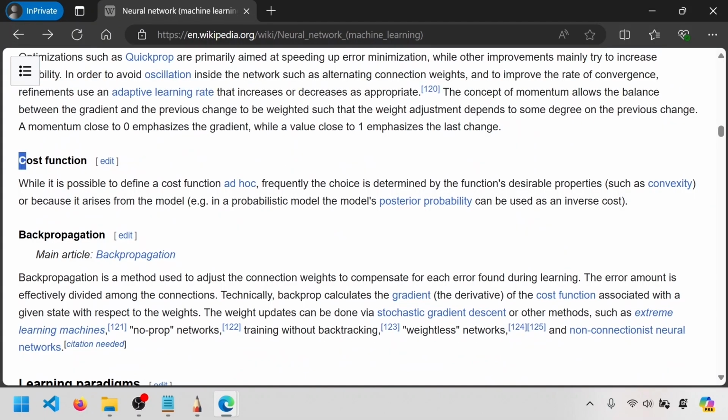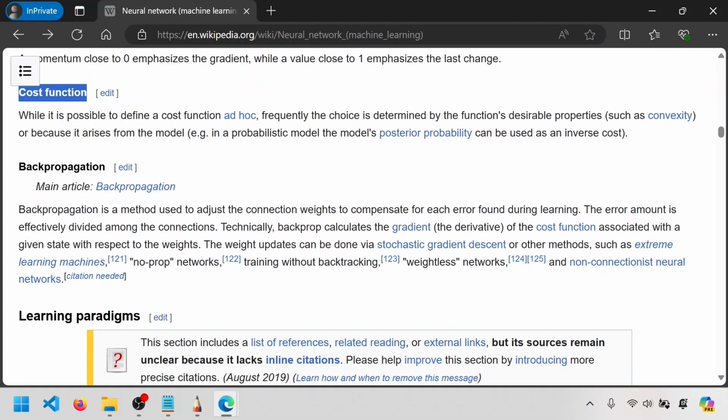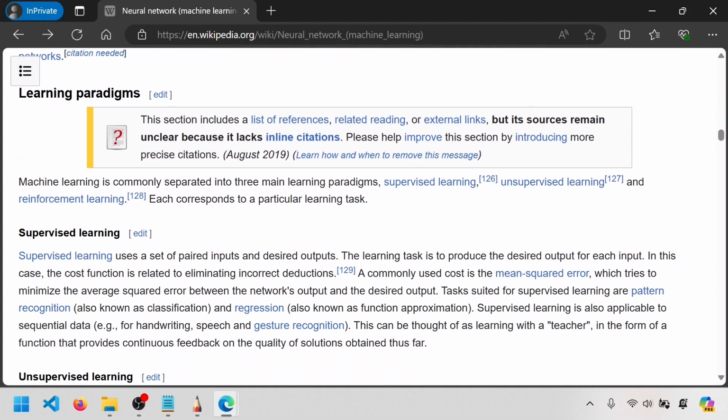So this is the cost function we've been discussing. The training is all about minimizing the cost function. And what is the algorithm we are using to minimize that? Backpropagation. Through backpropagation, we achieve something called stochastic gradient descent. So if we are really getting into AI, these are the things you need to learn.